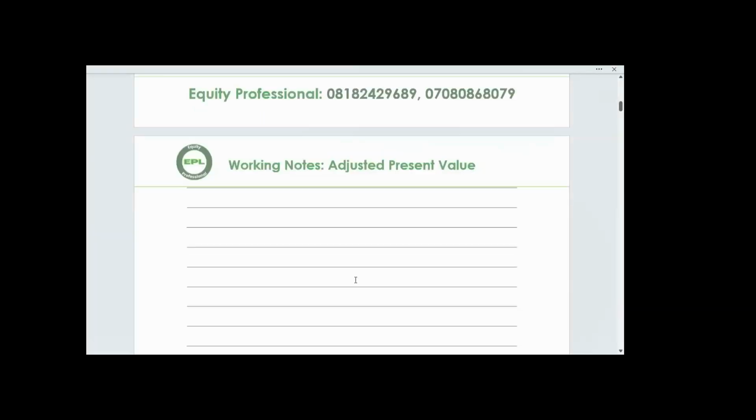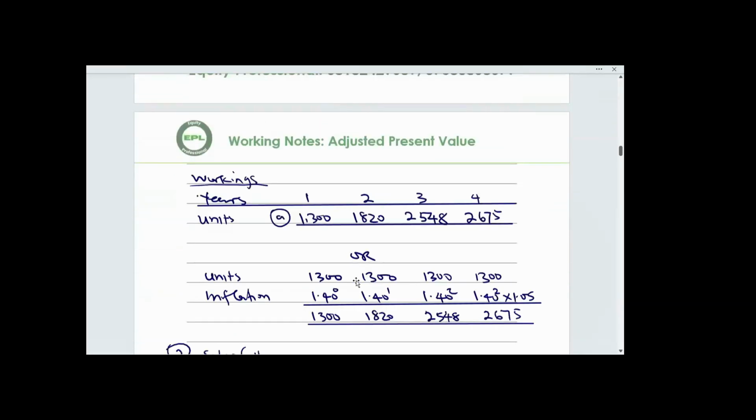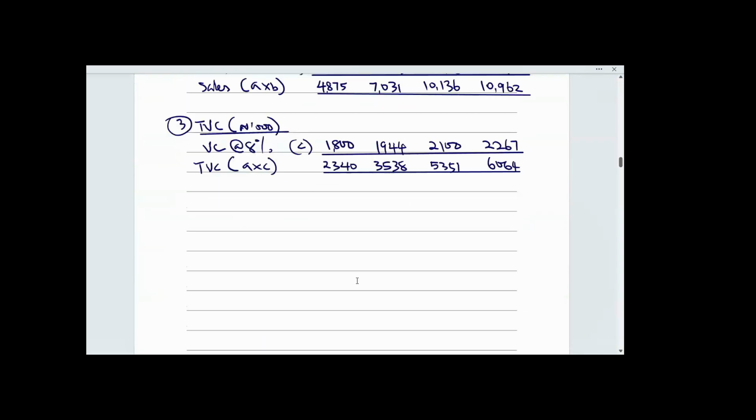Therefore, let's work out the 40% of 3,750. Working number 4, fixed overhead.